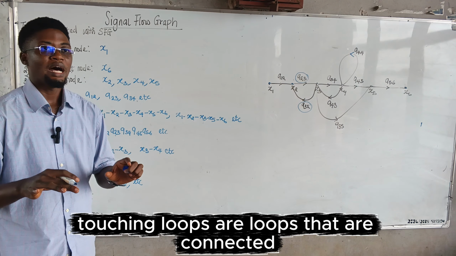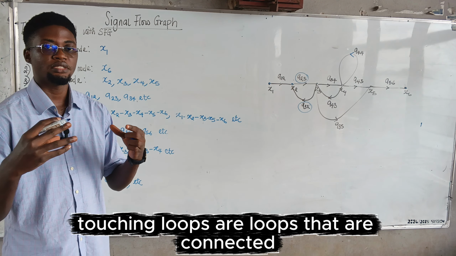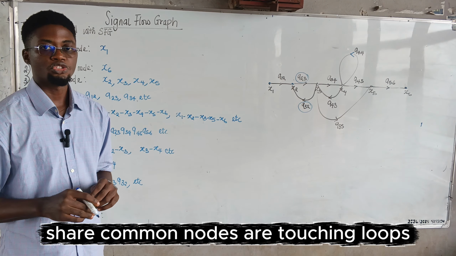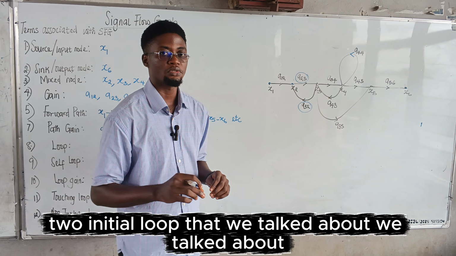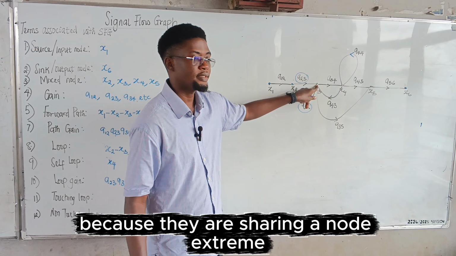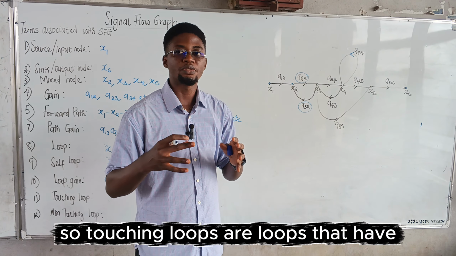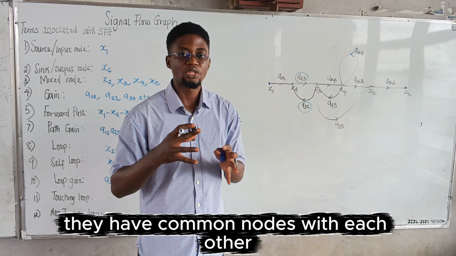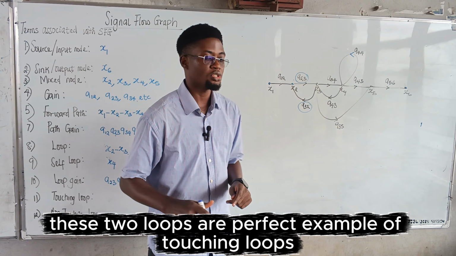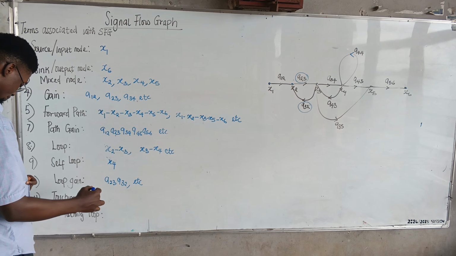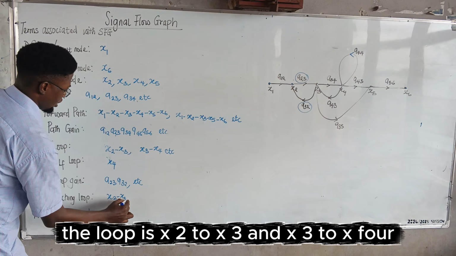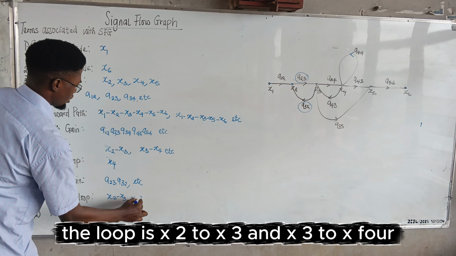Now, what are touching loops? Touching loops are loops that are connected or that have common nodes. Any loops that share common nodes are touching loops. Let's look at these two initial loops that we talked about. Are they touching? Yes, because they are sharing a node, x3. So touching loops are loops that are sharing nodes. They have common nodes with each other. These two loops are a perfect example of touching loops. That is the loop x2 to x3 and x3 to x4.